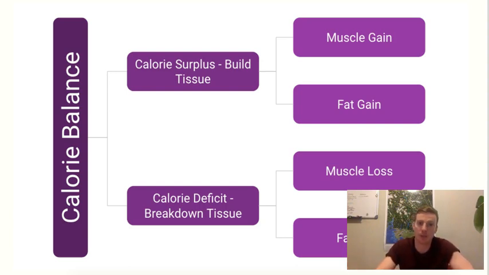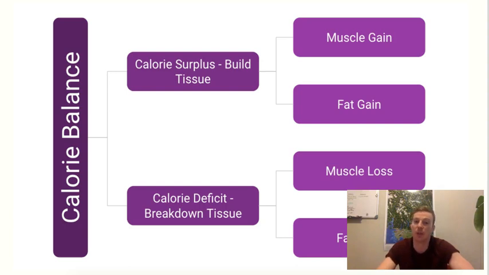Now the opposite side of that equation is if you are in a calorie deficit, your body will break down tissue. And when your body breaks down tissue, that tissue can be muscle or it can be fat. So the ideal scenario, which we want to try to do for fat loss, is we want people to be in a calorie deficit and we want them to be burning fat.